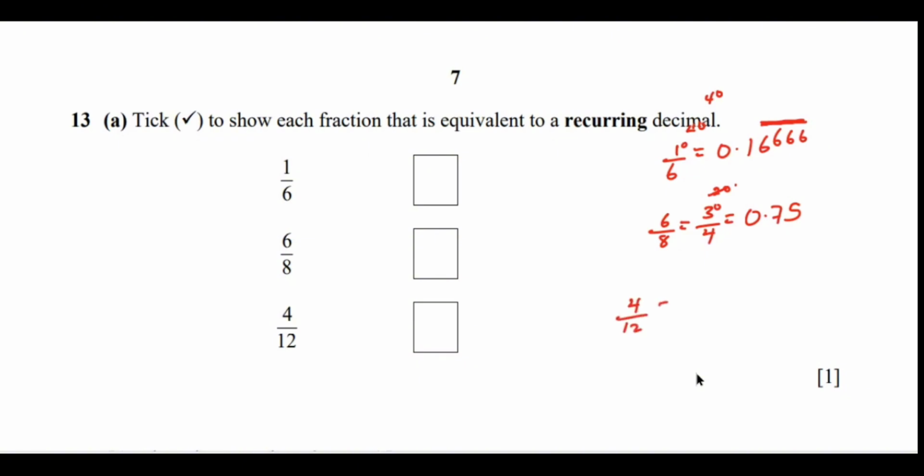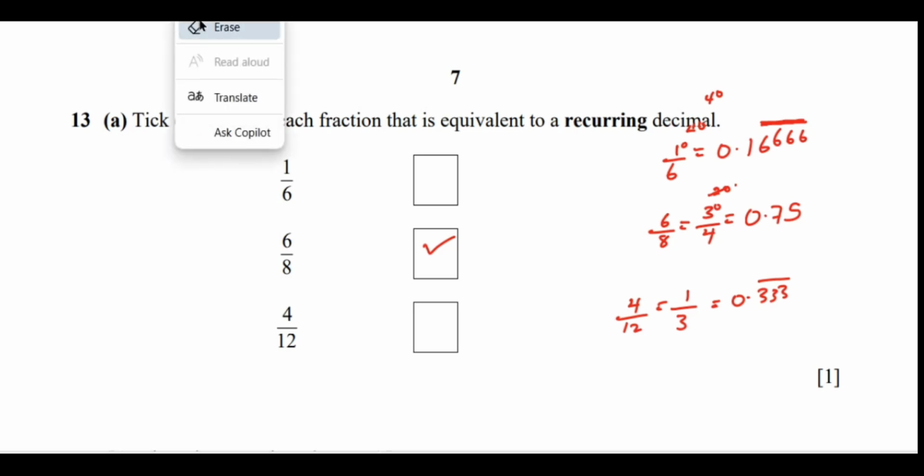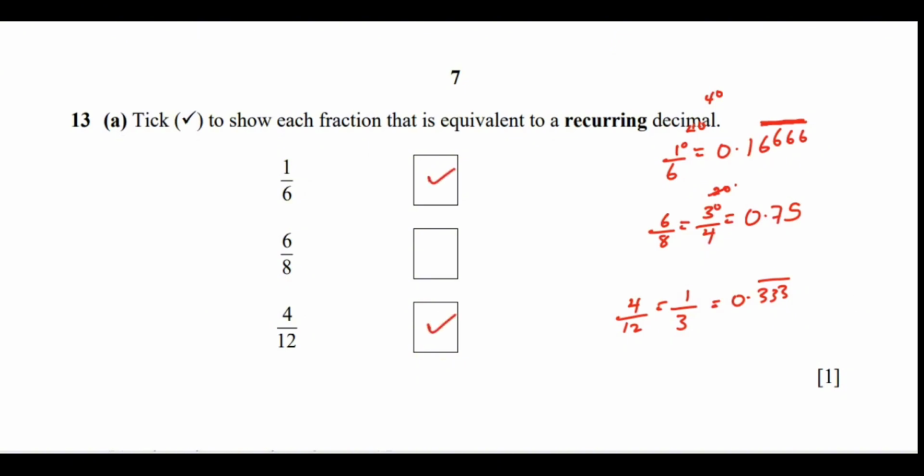4 over 12 will give us 1 over 3. 1 over 3, of course, will give us 0.333. That's a recurring decimal. So our answer is this. They say we should show the one that is equal to recurring decimal. So we are taking the one that is a recurring decimal, which is this and this.